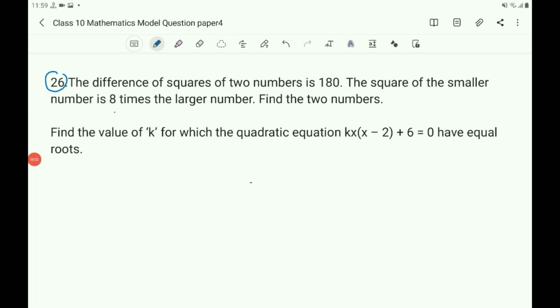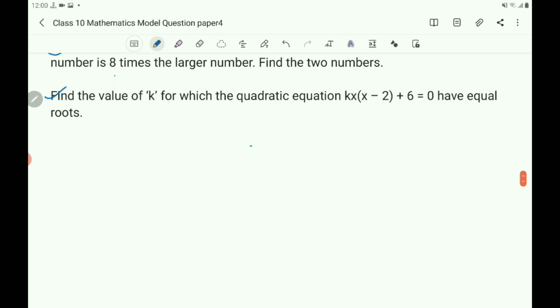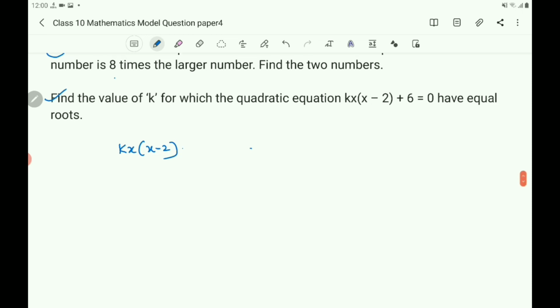This is a choice question. Now let us take the second question. Find the value of k for which the quadratic equation kx into (x minus 2) plus 6 equals 0 has equal roots. Here let us solve both questions, but in the exam you solve any one of the questions which is easy for you. Now let us take the second one: kx into (x minus 2) plus 6 equals 0 has equal roots.